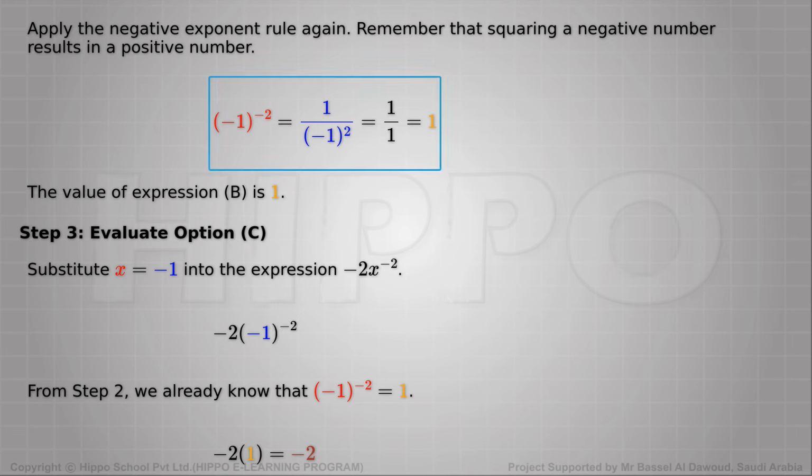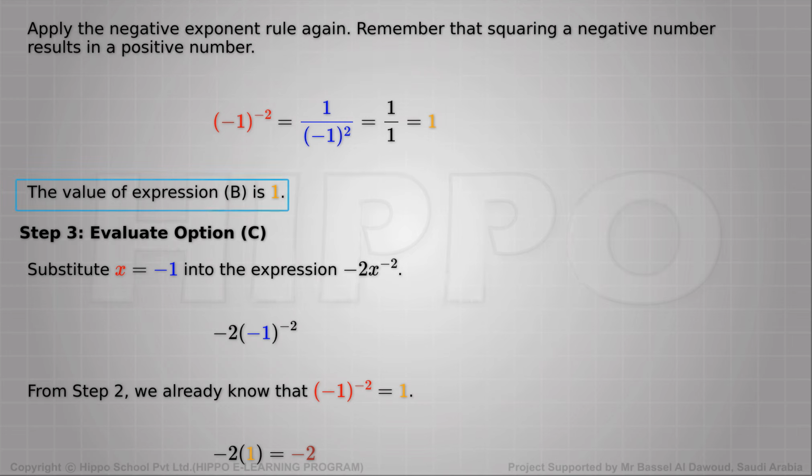Now, a critical point to remember. When you square a negative number, the result is positive. So -1 squared is +1. Our expression becomes 1 divided by 1, which is simply 1. So option B also has a value of 1.